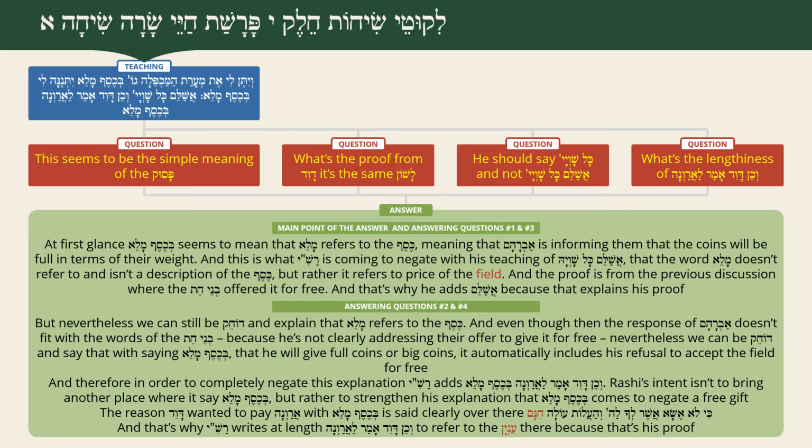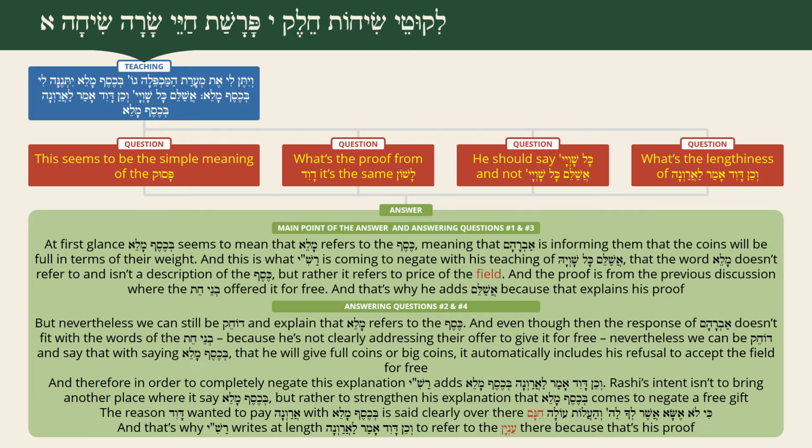So from there we see that kesef male, that the word male is referring to paying and not getting it for free. And that's why Rashi writes at length. It doesn't just say v'chein David, v'chein beDavid bekesef male. He adds v'chein David Amar la'aravna, because he's trying to tell us to refer to the inyan. We have to look at the discussion there. The proof is from the discussion. That's his proof. So because that's his proof, that's why he adds the words Amar la'aravna.